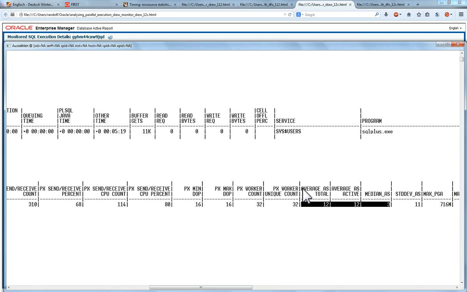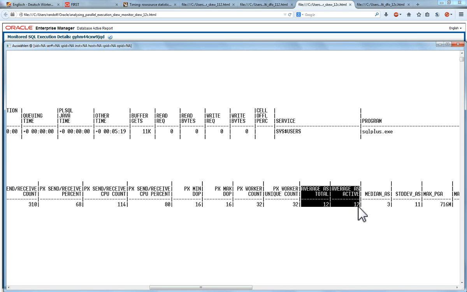If you wonder about these two average active session values that you see here, one this average active sessions total and the other one average active sessions active, the difference between the two is that this one here is really from the first to the last sample that is found in the active session history, whereas the second one here, this average active sessions active, is only the average for those samples where at least one active sample was found. So if you have an execution with a significant amount of samples where no activity is sampled at all in active session history, then these two will be different.